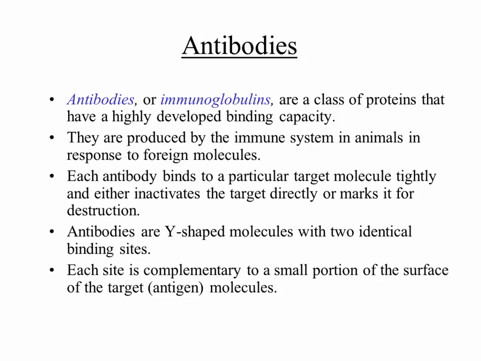Now we all know about antibodies and immunotherapy. We get shots all the time. So how does that work? Well, antibodies, or immunoglobulins, are a class of proteins that have a highly developed binding capacity. They are produced by the immune system in animals in response to foreign molecules. Each antibody is going to bind to a particular target molecule very tightly, and either it will inactivate the target directly or it will mark it out for destruction.